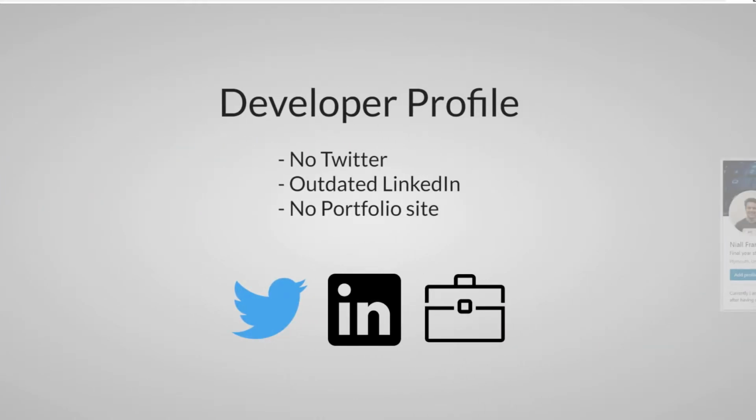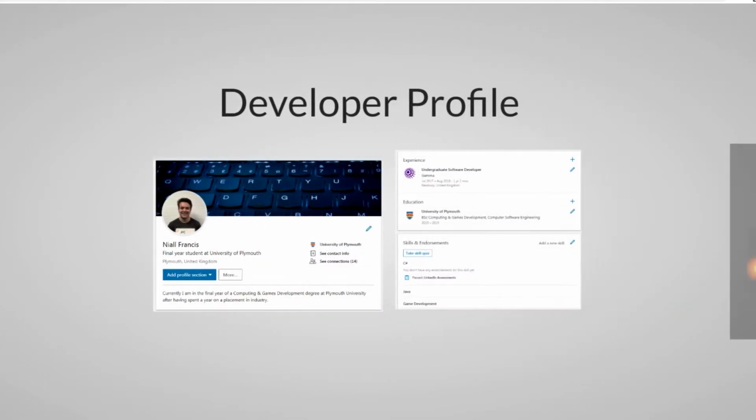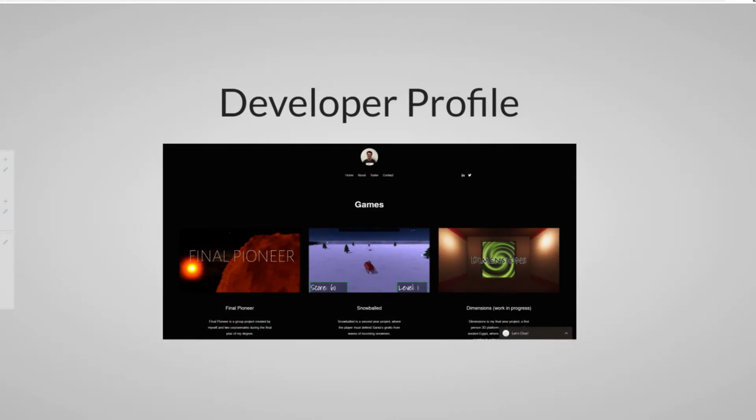So my developer profile was largely non-existent. I didn't have a Twitter or a portfolio site, and my LinkedIn still said that I was looking for a placement. I started with my LinkedIn, updated the images and the bio, as well as adding experience from placement. And I even added some skills in the skills and endorsement section, completing the LinkedIn assessments to get the official badges.